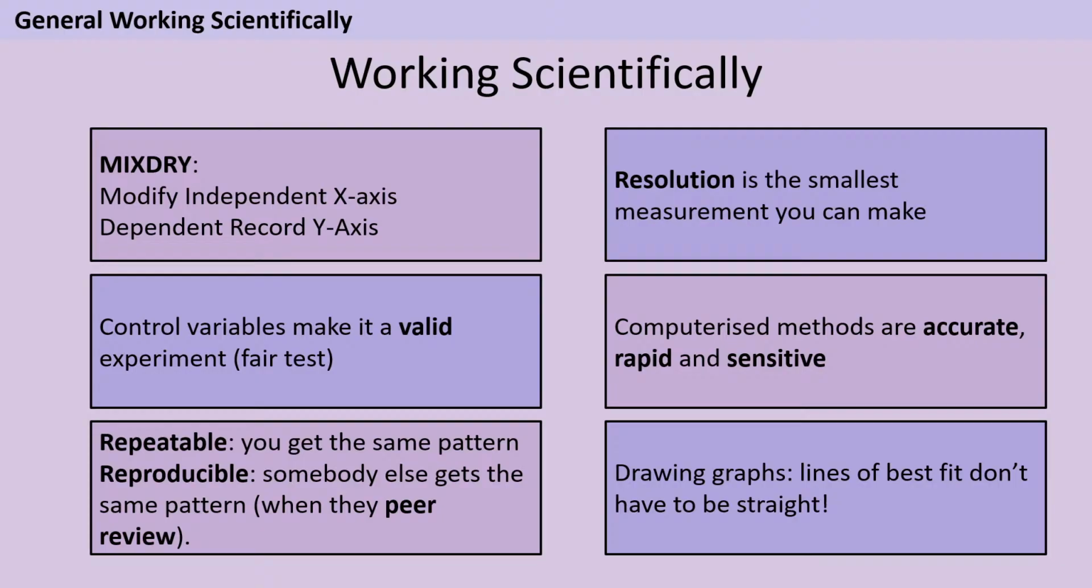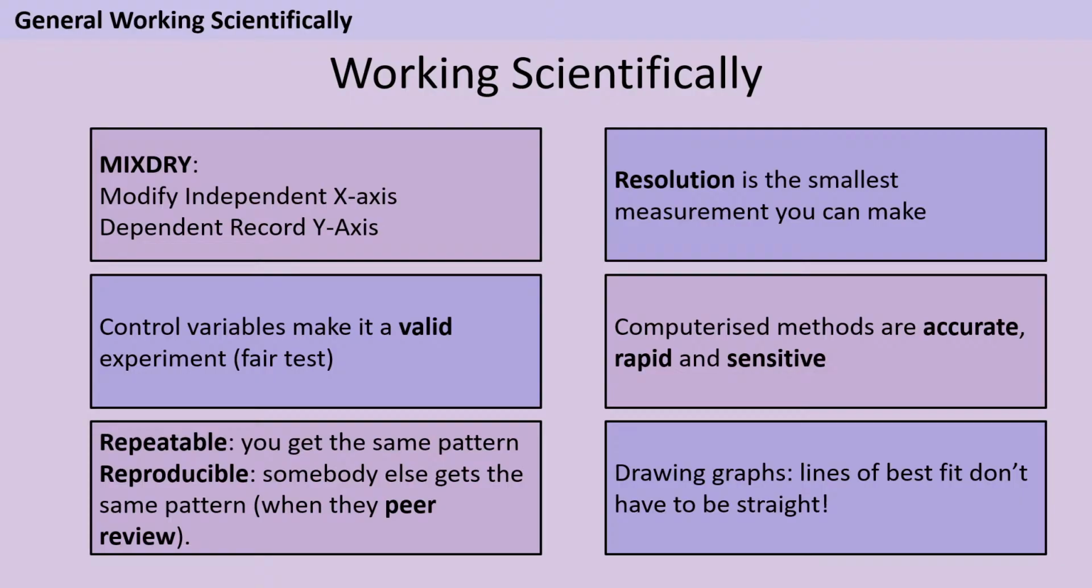Control variables are to make it a valid experiment. If you do the same experiment and you get the same results when you do it again with the same method, that is repeatable. Whereas if somebody else does some peer review and they get the same pattern of results, that's reproducible. Resolution is the smallest measurement that your equipment can measure the difference between. So that could be for something like a temperature or for a measuring cylinder.